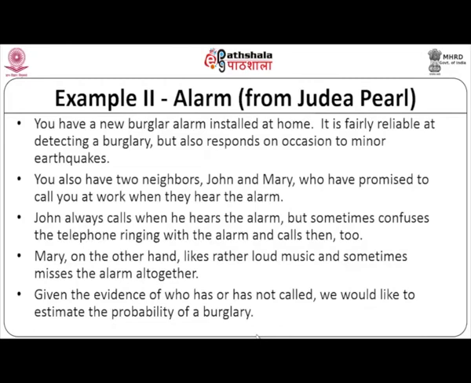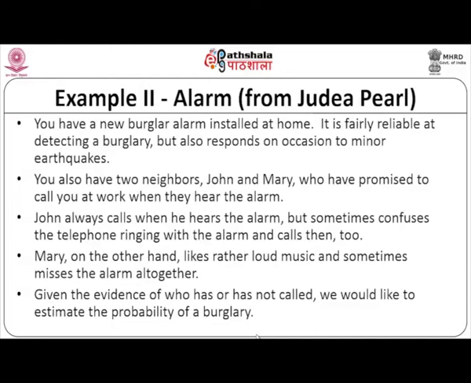Now, let us take another example. This is a famous example that is used for most Bayesian network explanations, and this was given by Judea Pearl. You have a new burglar alarm installed at home. It is fairly reliable in detecting a burglary, but unfortunately it also responds on occasion to minor earthquakes. So, burglary happens, and you can also have minor earthquakes. In both cases the alarm sometimes responds.